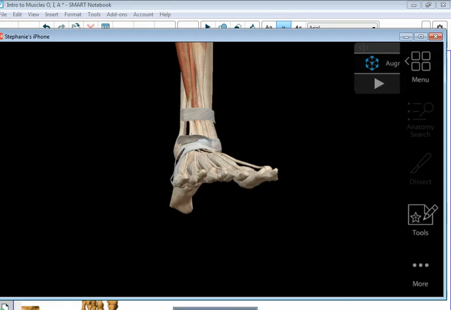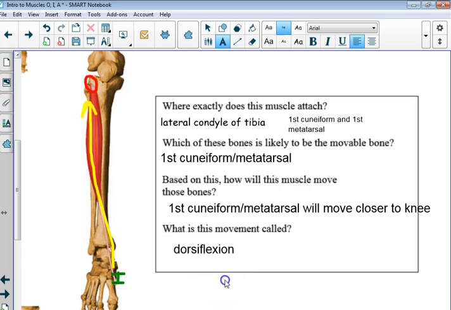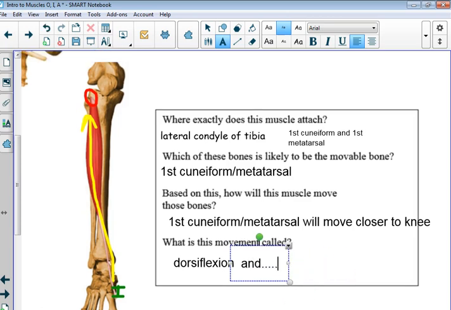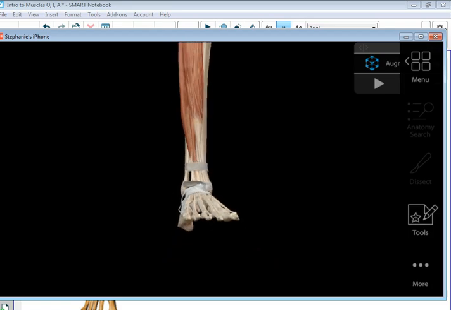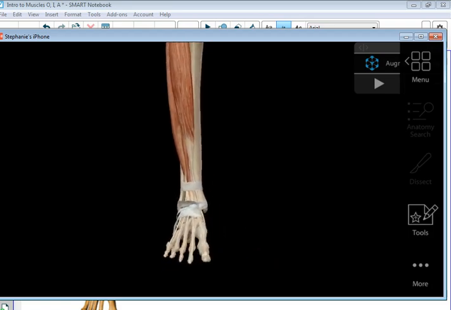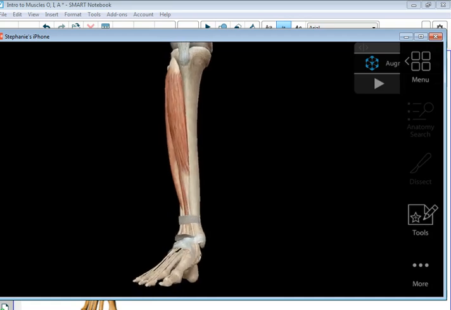So let's go back to our notes and see. Now, based on that, this muscle also does another action, and I'm going to add to it and leave you in suspense for just a second. What other motion is accomplished by this muscle?